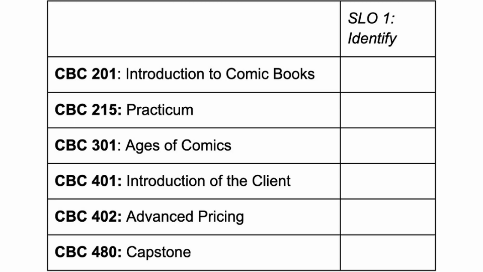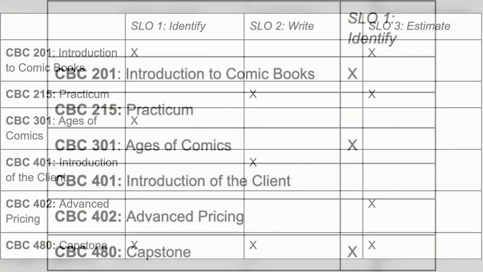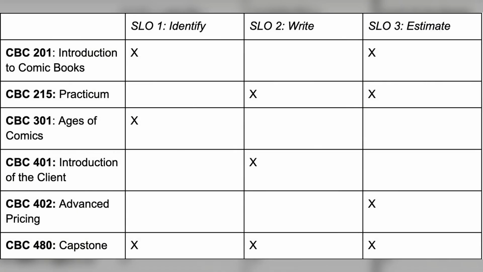Let's start with SLO 1, Identify, and the simplest mapping strategy, which I like to call X marks the spot. And don't worry, we'll get to more sophisticated strategies later. Let's say the faculty review their courses and decide the CBC 201, 301, and 480 map on to this SLO. And there it is, we've mapped SLO 1. Here's what a full curriculum map using this strategy might look like. You can already see where learning is happening or not.